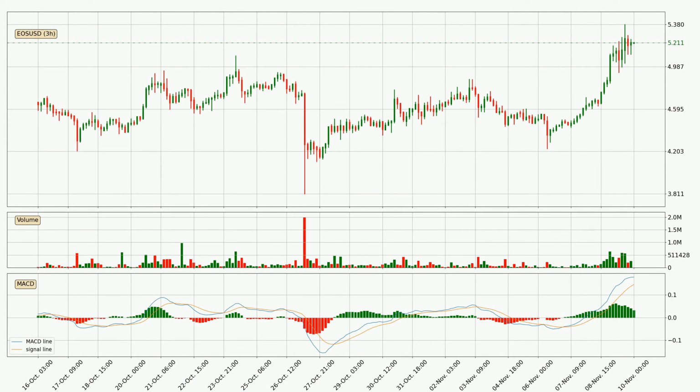Moving to the 3-hourly MACD, seeing as the MACD line is above the signal line, meaning that the trend is currently on the up. However, the MACD histogram shows that the momentum is currently shifting to the downside, and it could be expected that the price will consolidate, and it is better to wait and see if the MACD line will cross the signal line, which will be bearish.